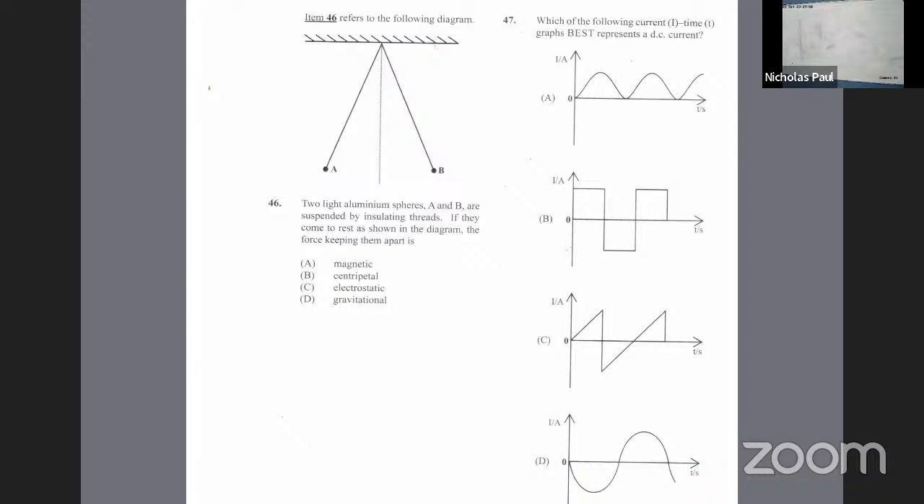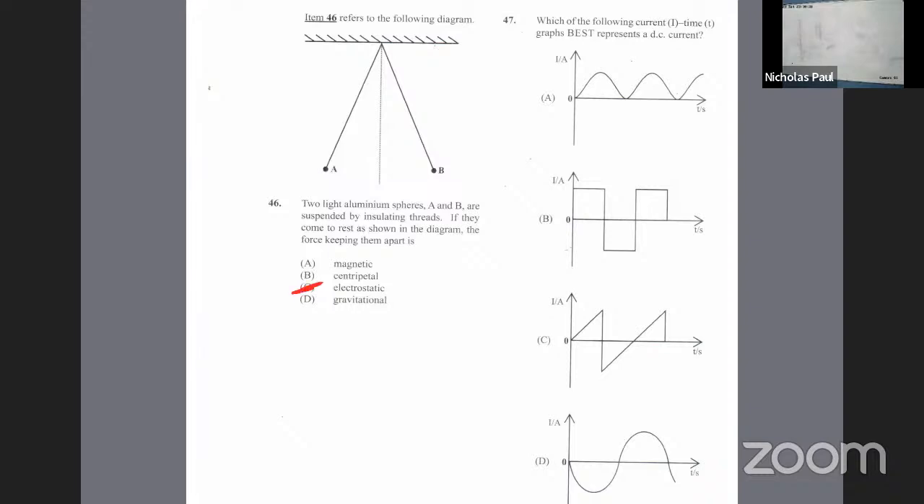Right, 46. What's the force keeping them apart? Any guess? Is it magnetic? Nah. Centripetal? No, it's not moving in a circle. Electrostatic? Most likely. Gravity acts vertically downwards. So the force that is probably keeping them apart could be electrostatic. Right? So that would be it.